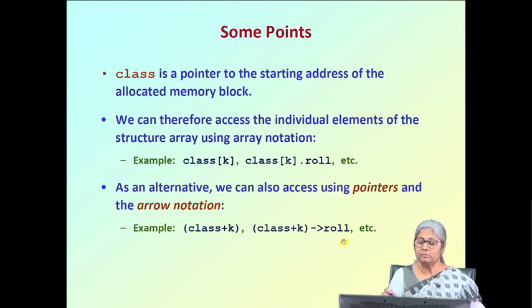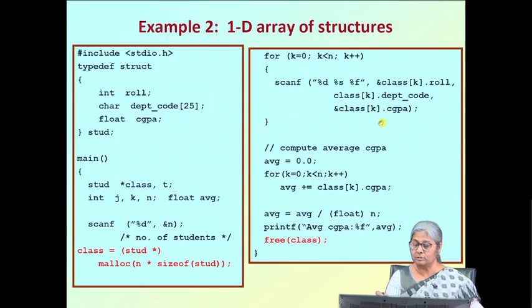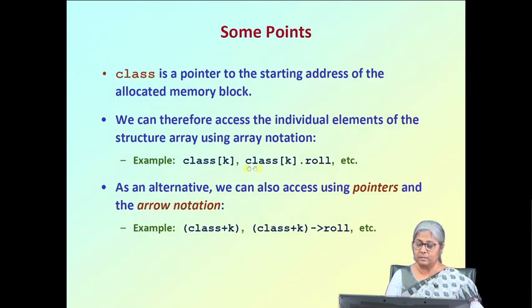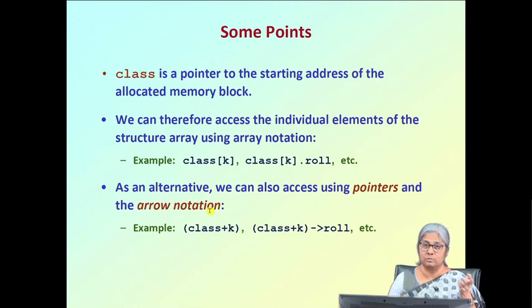So, class is a pointer to the starting address of the allocated memory, already we mentioned. We can therefore access the individual elements like we have done, class k dot or class i dot, like this type of thing. As an alternative, we can also use pointers and the arrow notation. Remember the last class we have read the pointer to structure, so there we know that instead of class dot we can also use the arrow, then class k arrow roll. So, instead of dot, that we can also use.